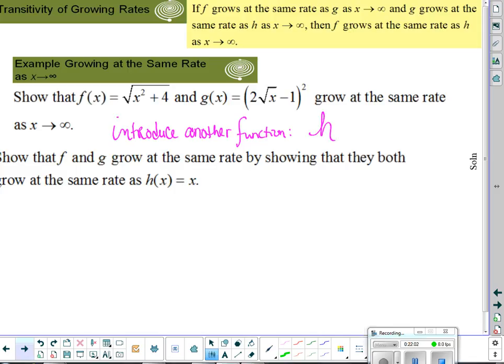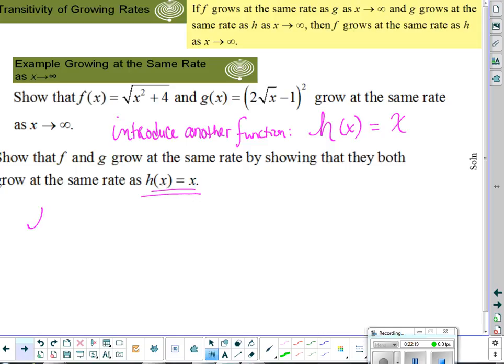Let's call her h of x. H of x, and what function do we want to make it? Something easy. Let's call it x. So now I'm going to use this transitive idea to do that. Oh, dang it, I didn't see it was right there.